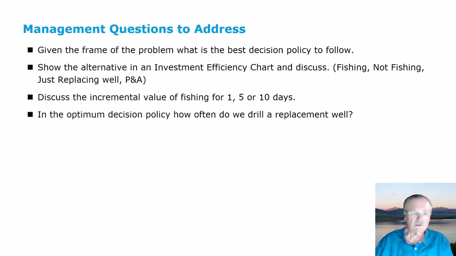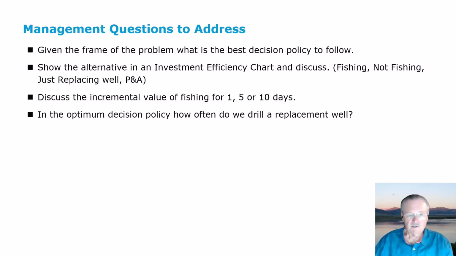So the management question we're trying to ask is, given the frame of the problem, what's the best decision policy? We'll abbreviate that DP. Show the alternatives in an investment efficiency chart and discuss fishing or not fishing, just replacing the well, P&A. This investment efficiency chart is really the NPV on the y-axis and the capital on the x-axis. Actually, it's the discounted capital that I use.